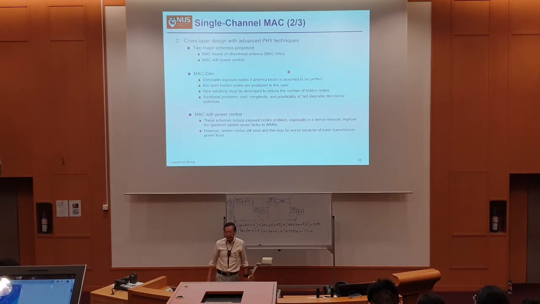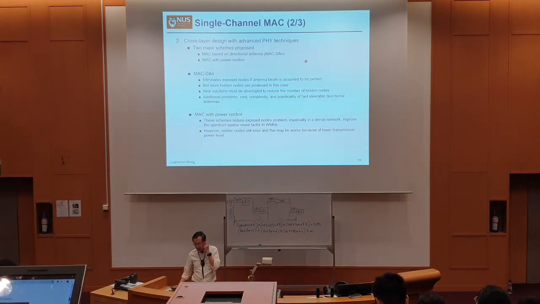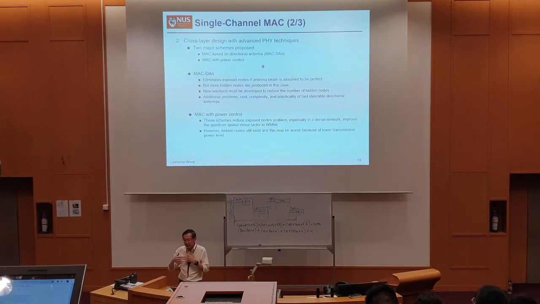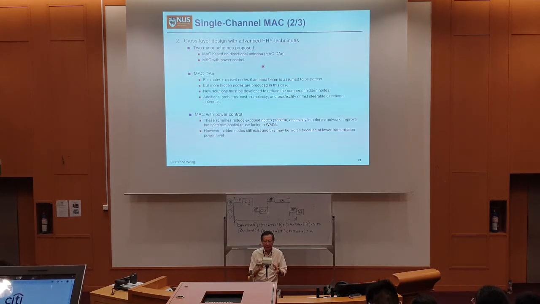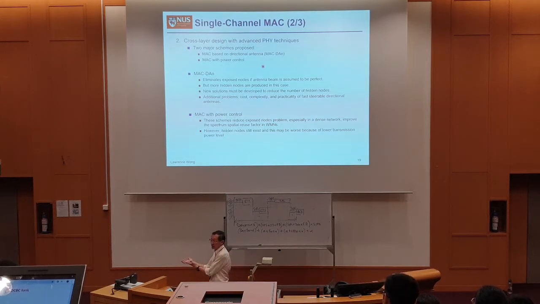If you use cross-layer, you can do a little bit better. So there were two kinds of schemes that were proposed. One is to use directional antenna. The other is to use power control. By adjusting the power, you can dynamically determine how far your coverage is. Okay? And given that you can dynamically determine your coverage, you can make trade-offs between interference, which causes collisions, and throughput. There are trade-offs that you can optimize.